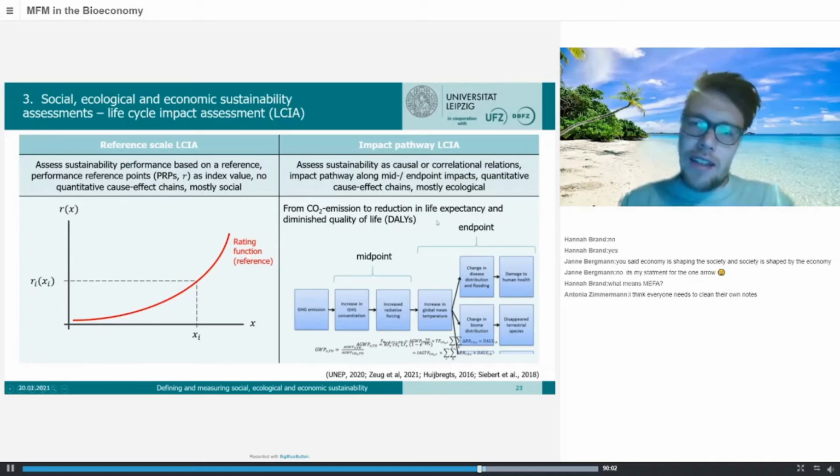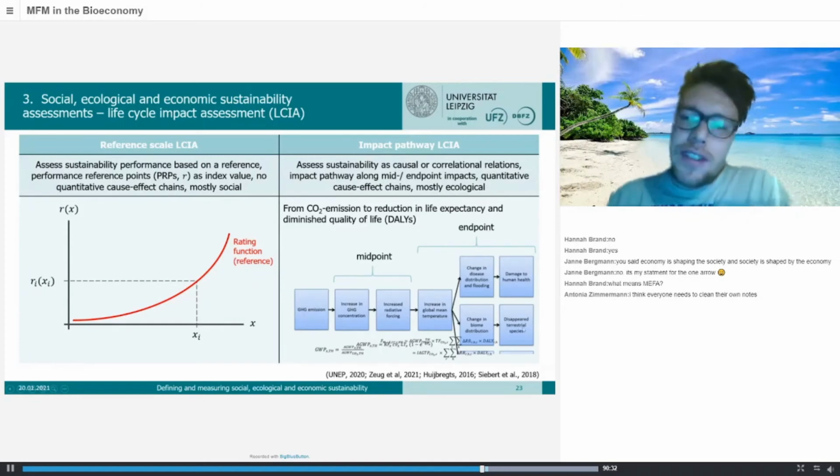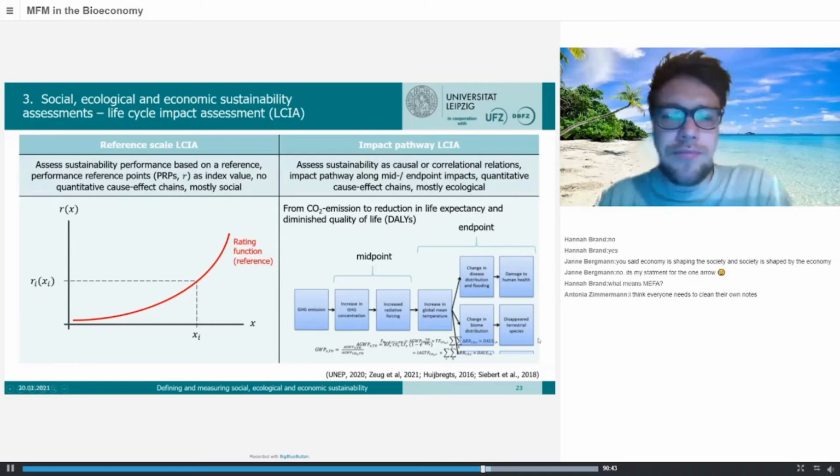So behind impact pathways, life cycle impact assessments are quantitative cause and effect chains. And those quantitative cause and effect chains are mostly ecological ones. Why? Because natural science allows us to really mathematically understand how much CO2 emissions are leading to how much increase in global mean temperature. And we know from health and biodiversity sciences what is the effect on human health, or, for example, biodiversity and the disappearance of terrestrial species. So we have reference scale LCIA and impact pathway LCIA to make the impact assessment of our different indicators.